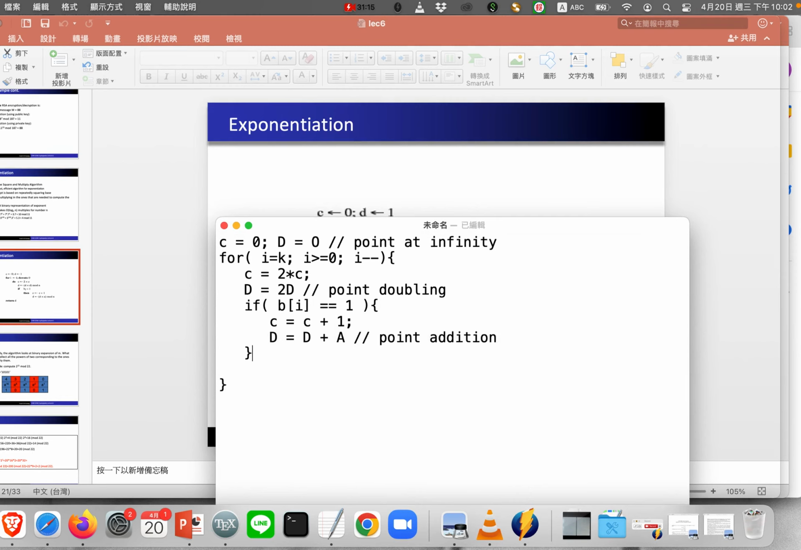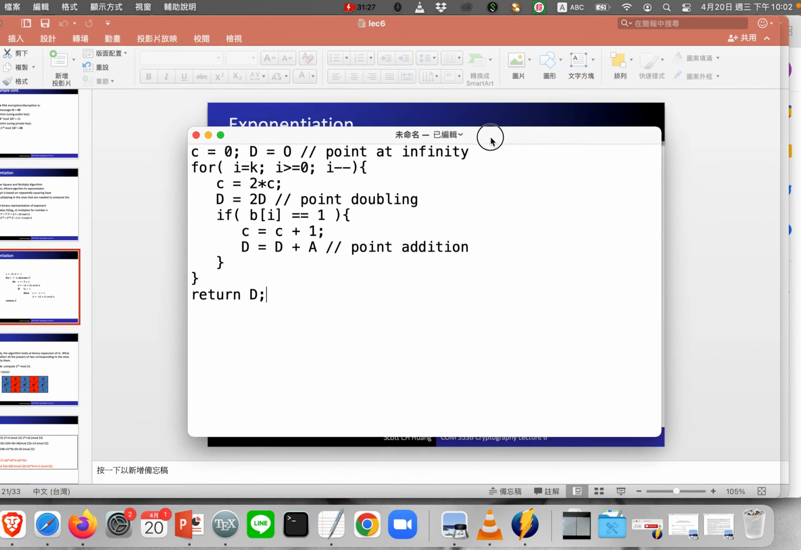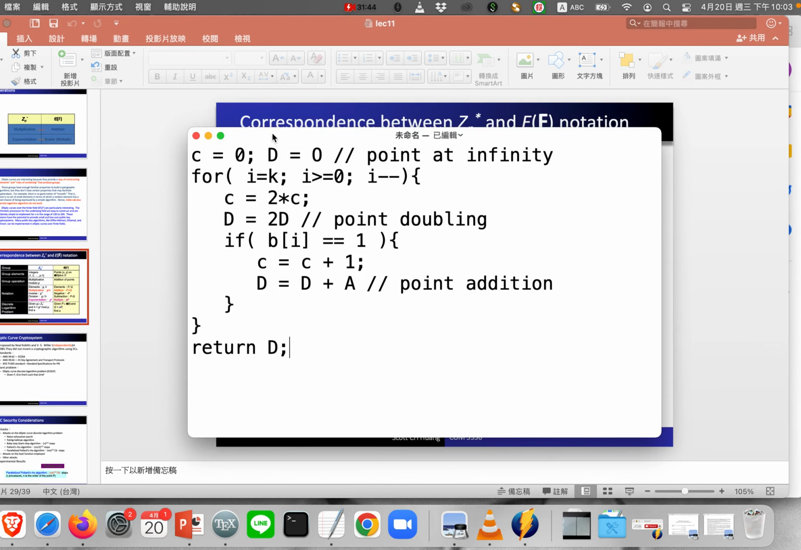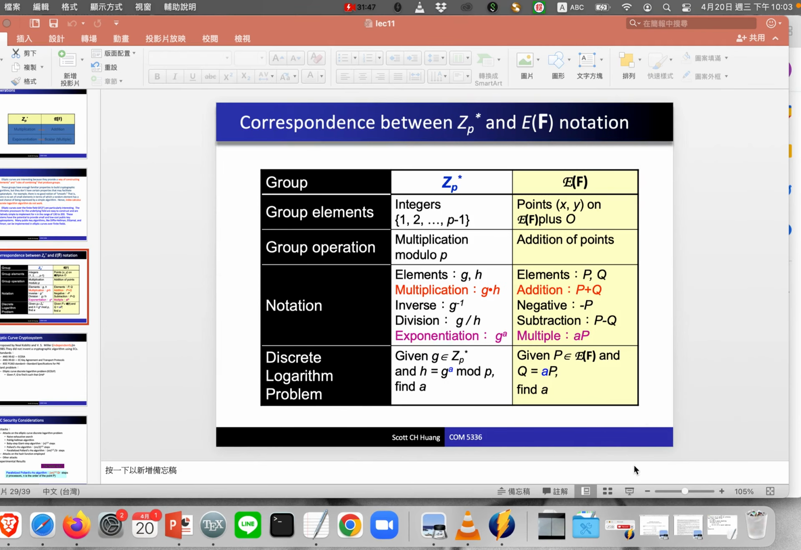That will be the modular exponentiation for the elliptic curve, just to let you guys know. This is how we modify this algorithm. So just make sure that everybody knows what I mean. This is point doubling, back to elliptic curves.